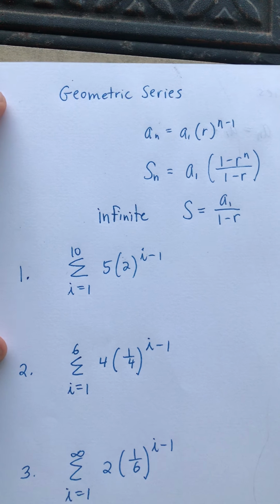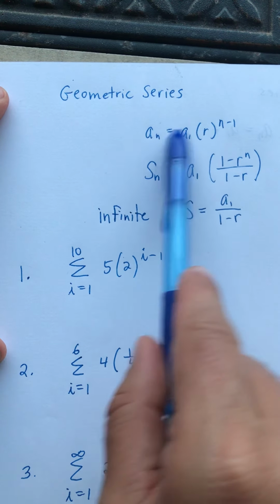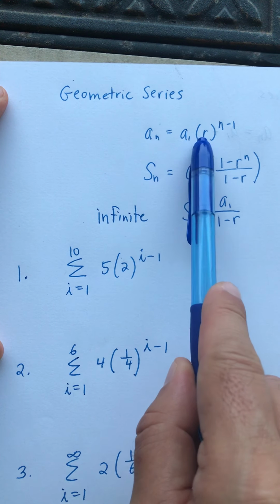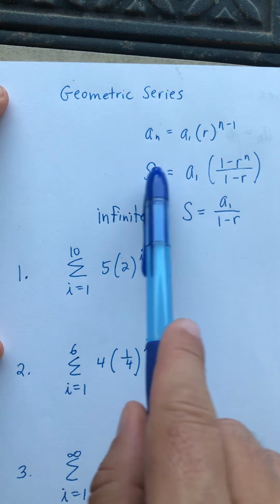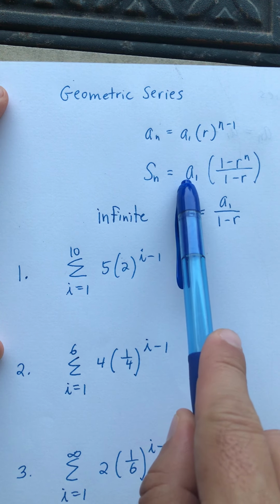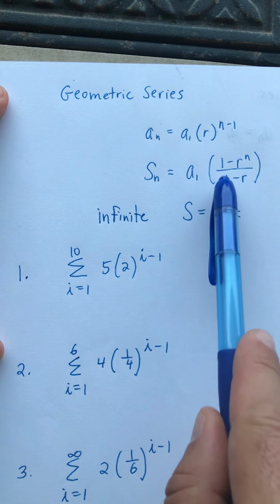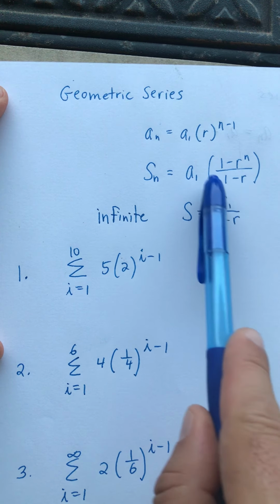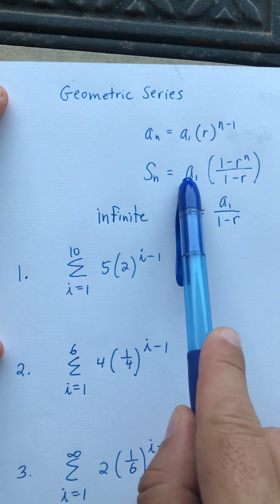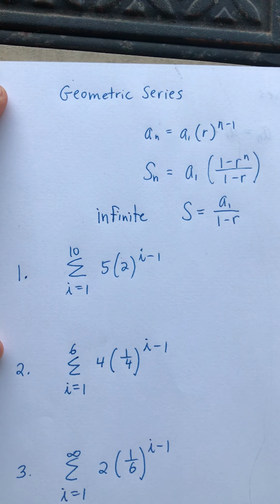All right, so let's do 3 examples today. We're going to be using these formulas. We know that this is the formula for the nth term, which helps you write the sequence out: a1 times r to the n minus 1. Now to find the sum of a sequence, it's going to be the first term, a1, times 1 minus r to the n, divided by 1 minus r. The 3 things that we need in order to find the sum of a geometric series are the first term, the common ratio, and n, which is how many numbers we're actually adding together.